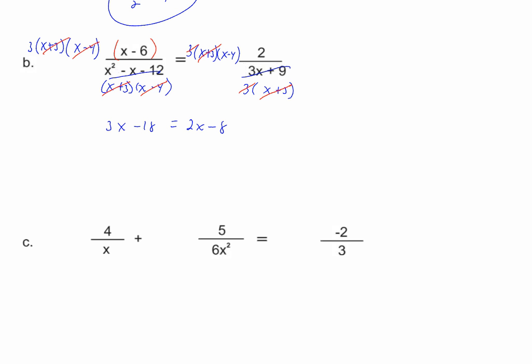And then just go ahead and finish this thing out. Move the 2x to the left. Positive 18 to the right. What do we get? x equals 10. And is it okay if x is a 10? Yeah, as long as x isn't a -3 or a +4, we're good. And x equals 10, and everybody's happy.